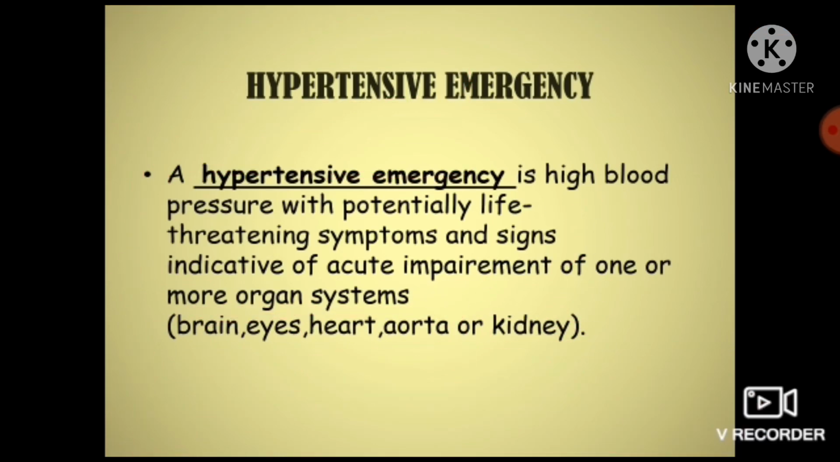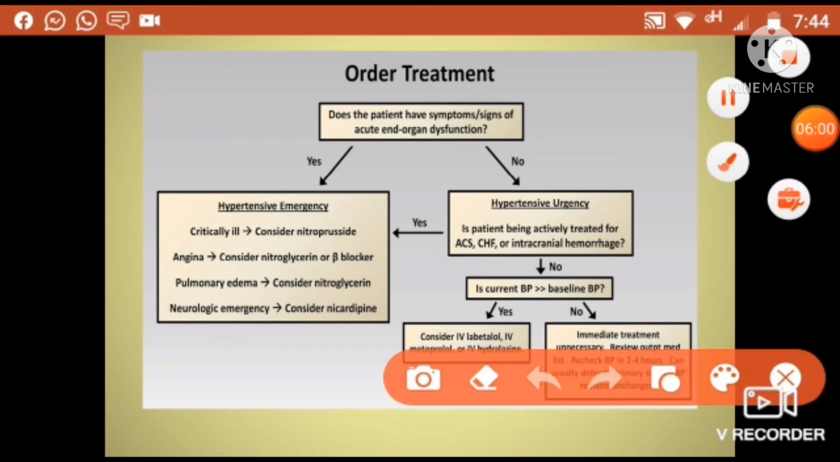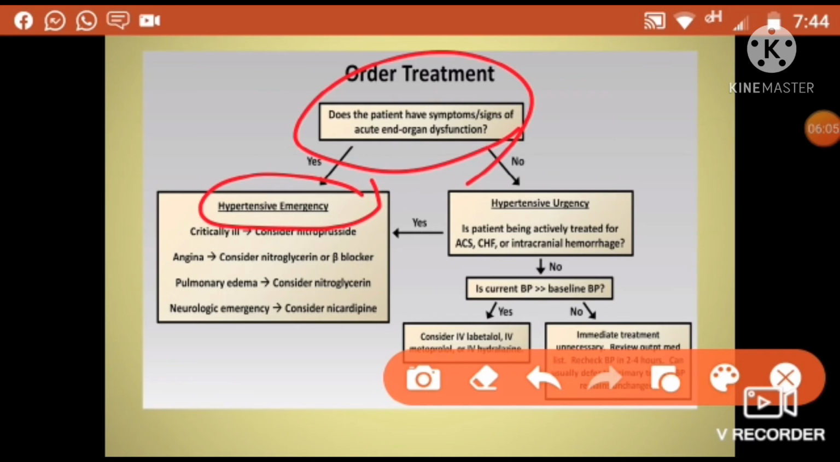What is the treatment order? If you have symptoms of hypertension, then you call it an emergency. When you have no symptoms of this hypertension, you call it urgency. For urgency, you need these drugs to be treated, like IV labetalol, IV metoprolol, and IV hydralazine, which will be required for the treatment of hypertension.